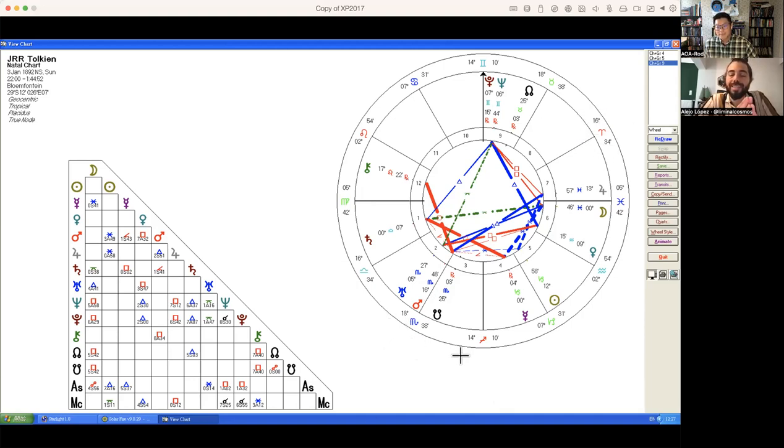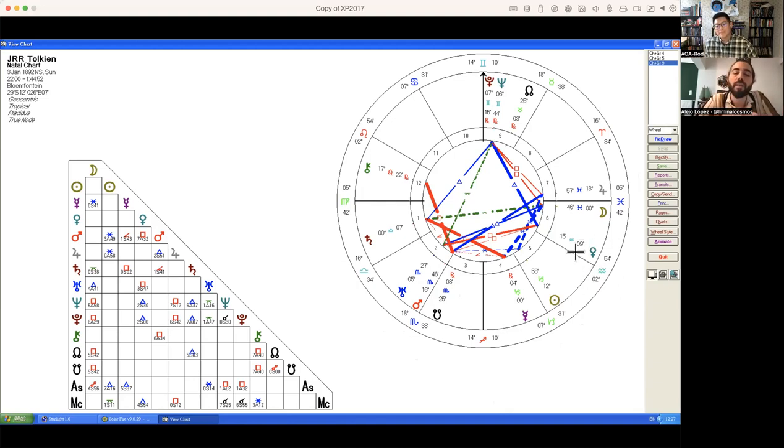Jupiter rules Sagittarius and Pisces, and Saturn rules Capricorn and Aquarius. Then you can incorporate also the modern planets. So we say Uranus is also one of the rulers of Aquarius. So we would say that Aquarius is ruled by both Saturn and Uranus.